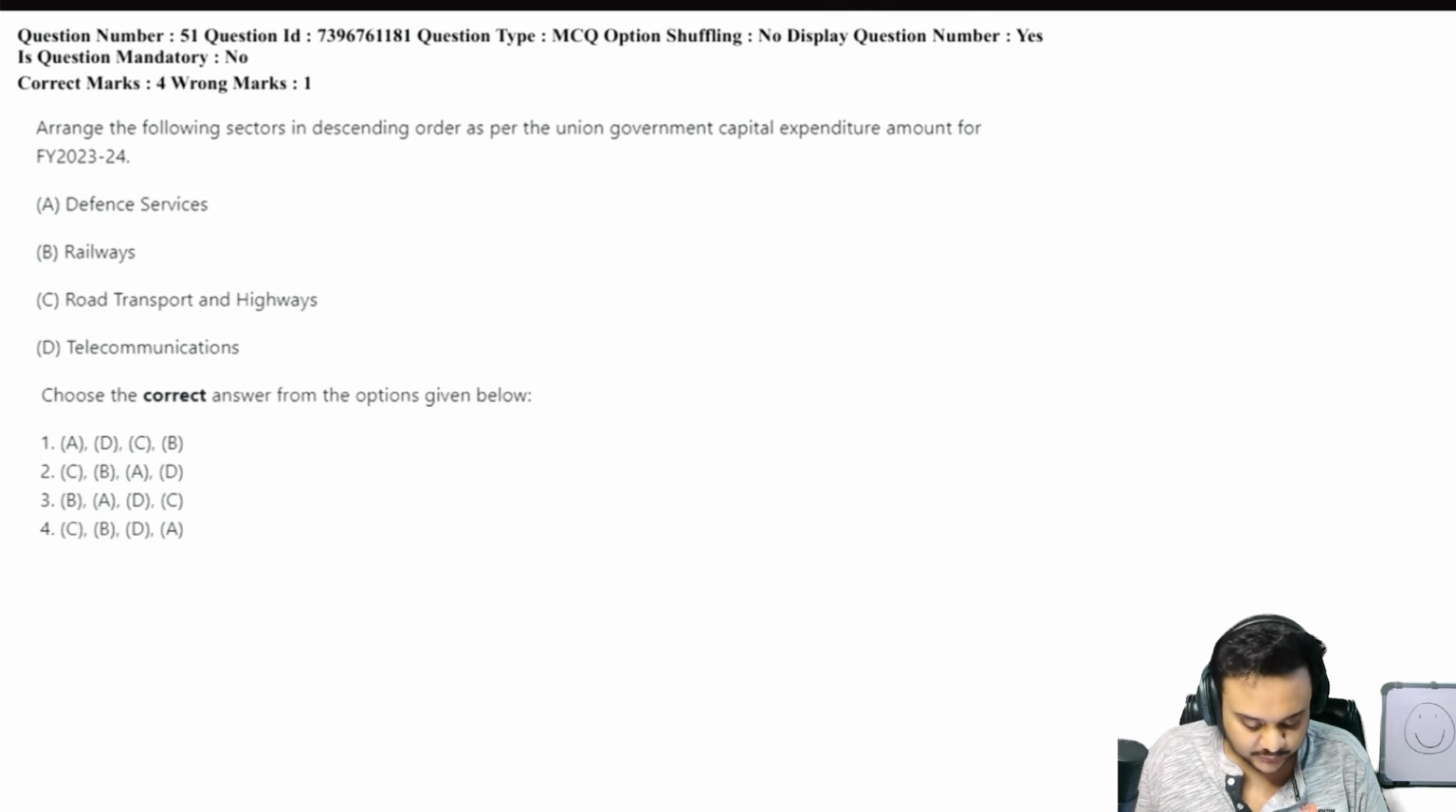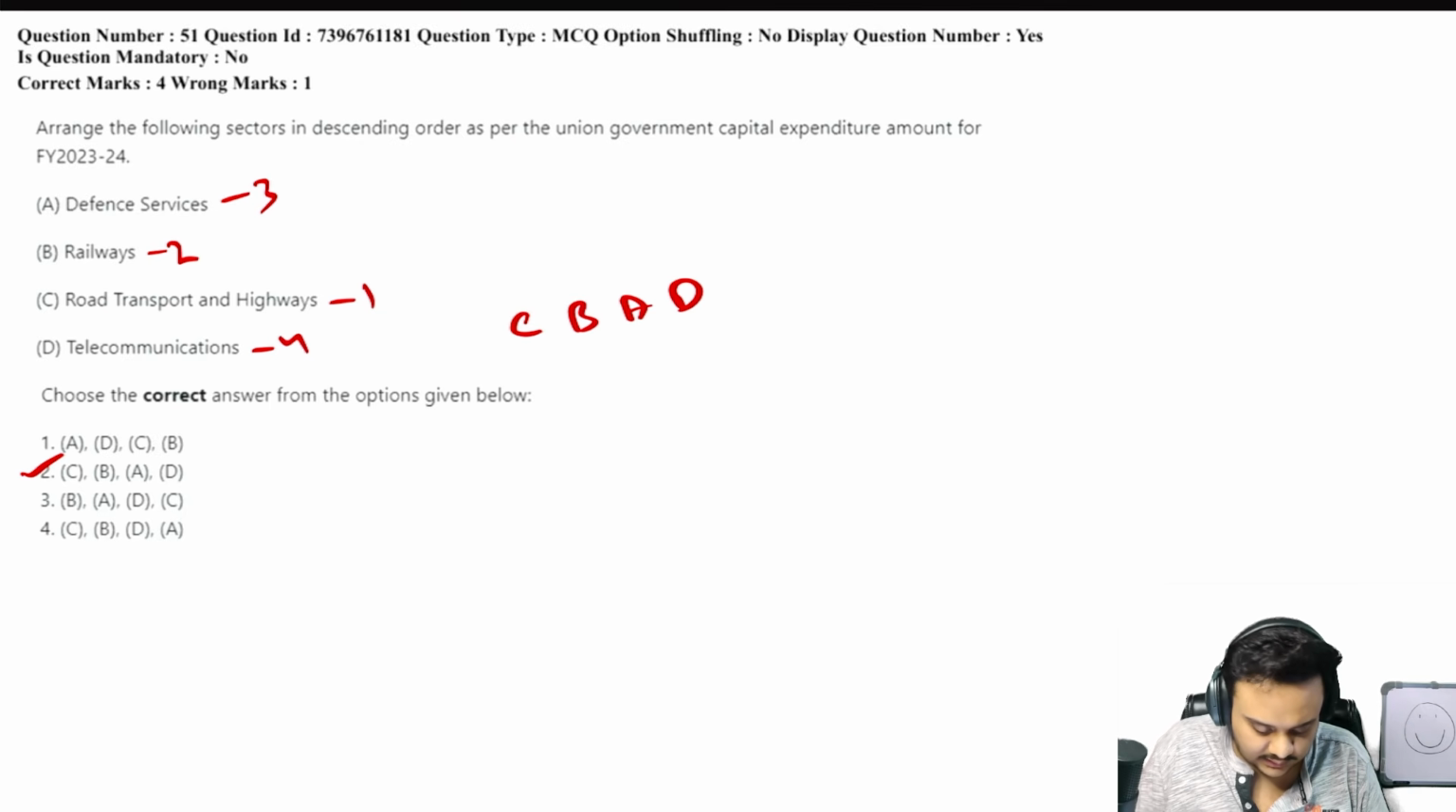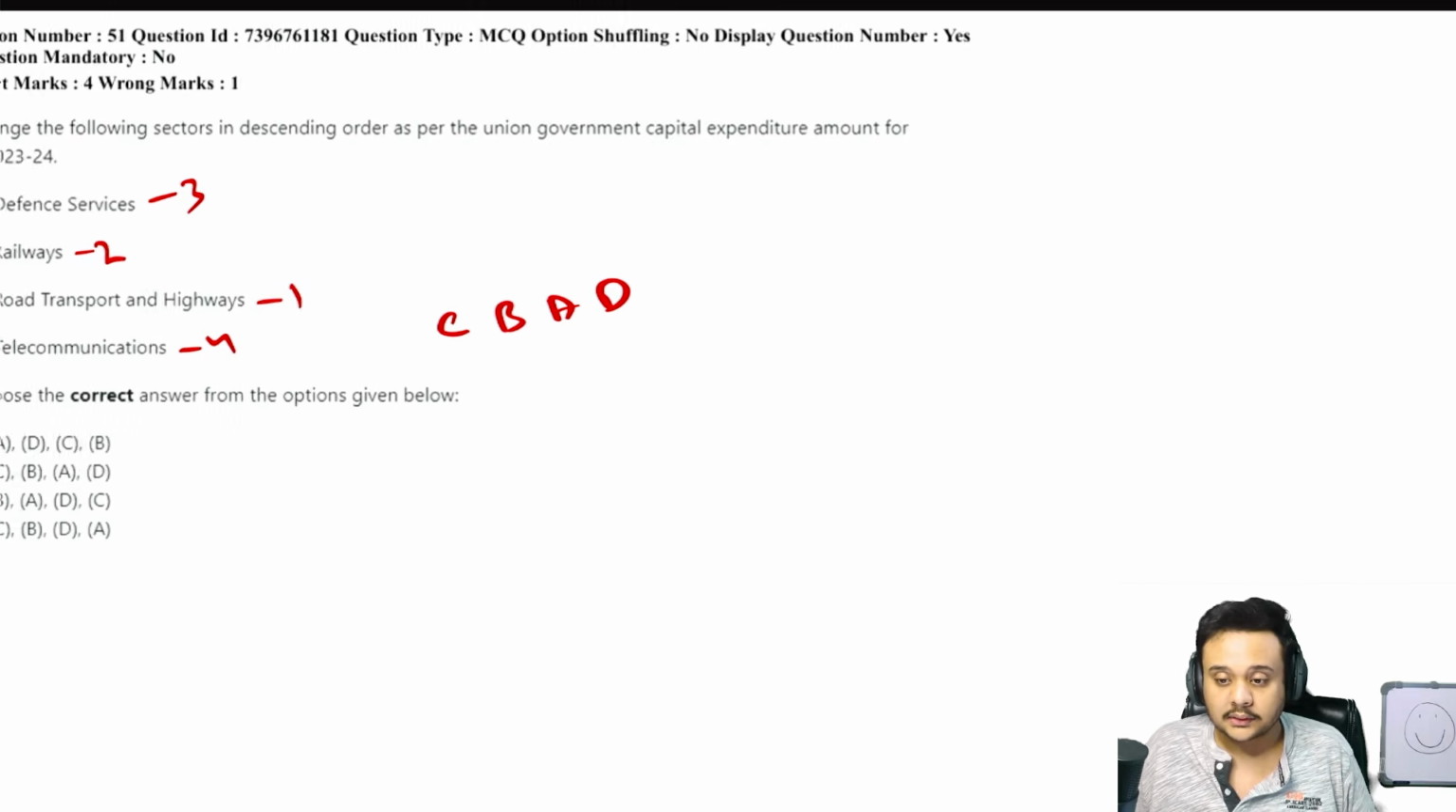Okay. So here the answer is in descending order, right? So you go, this should be the highest, then comes railways, then defense, and finally, so you will go C, B, A, D. Second one is your right answer. Okay, so let us move on.